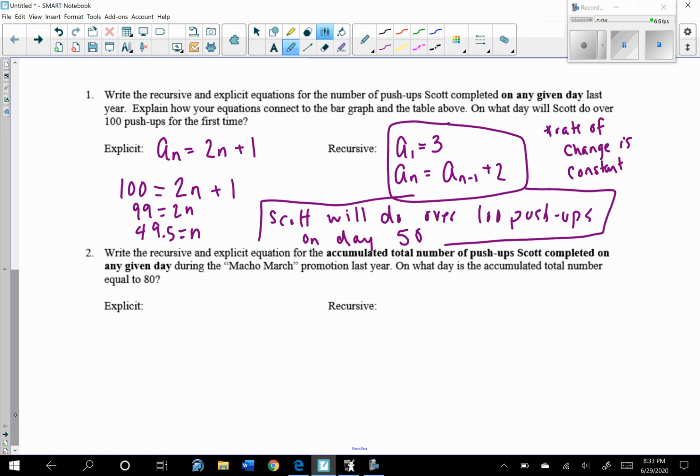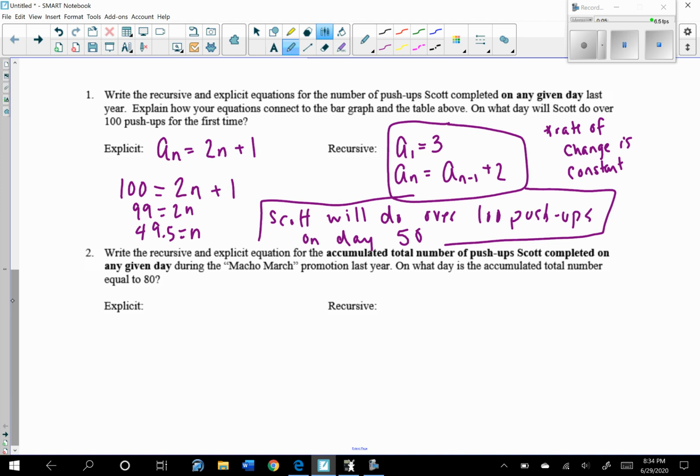For the next question, it says we want to write the recursive and explicit equation for the accumulated total number of push-ups Scott completed on any given day during the Macho March promotion last year. On what day is the cumulative total number equal to 80?